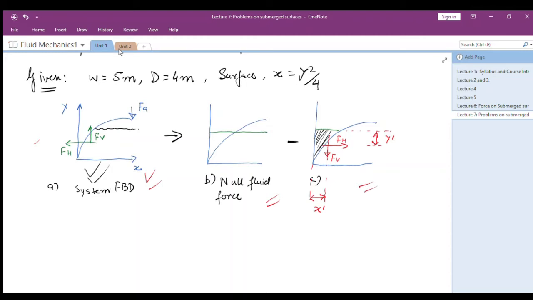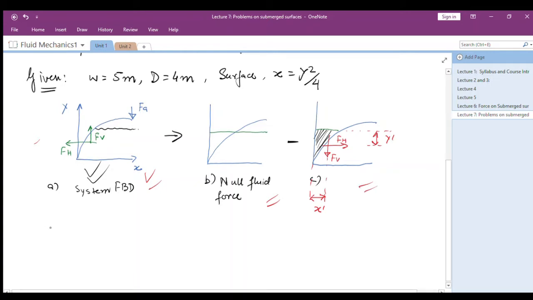And the magnitude of the horizontal force would be rho times g times the depth. So that's the case.